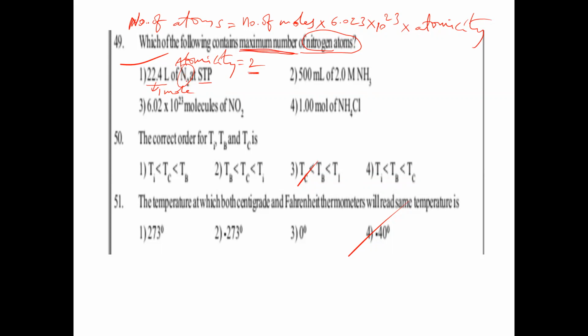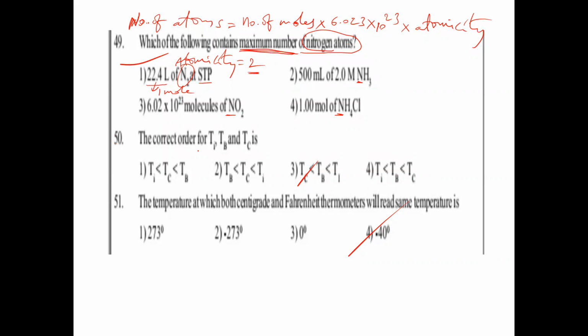Here in one molecule, 2 atoms of nitrogen are there. Here in one molecule, 1 atom is there. In one molecule, 1 atom is there. Here in 1 molecule, 1 atom is there. So the same thing we have to do. Number of moles into Avogadro number into atomicity will give the number of atoms. So this formula is to be applied, and the answer is the first option.